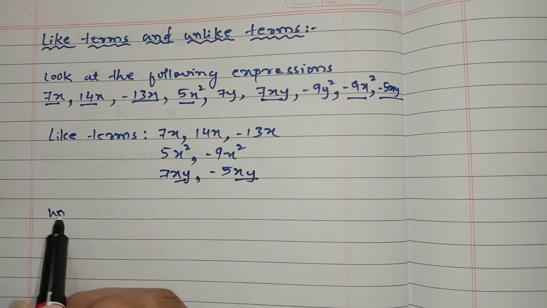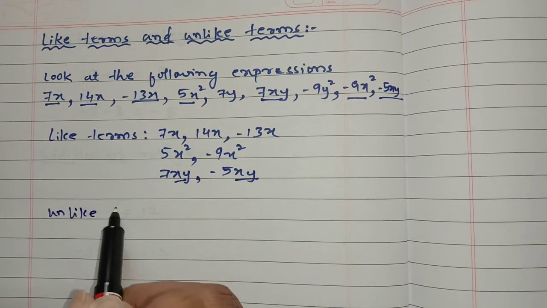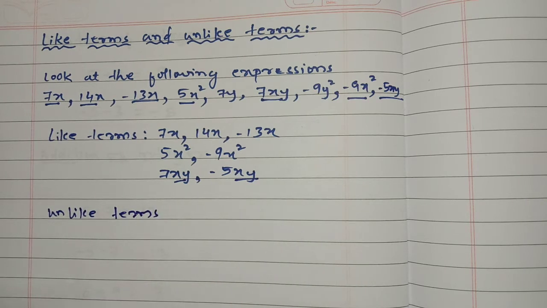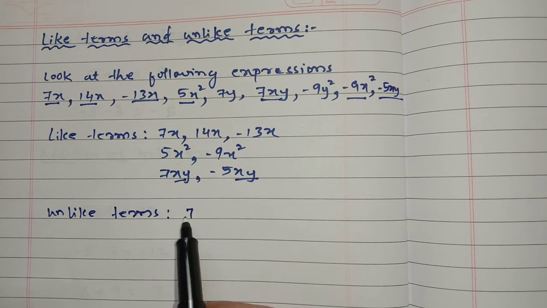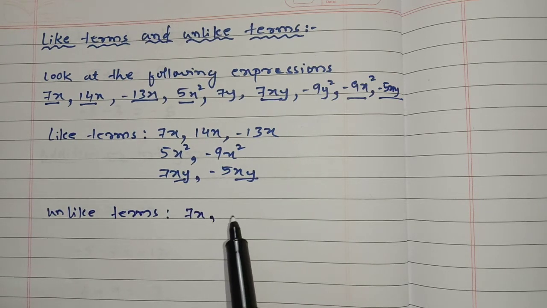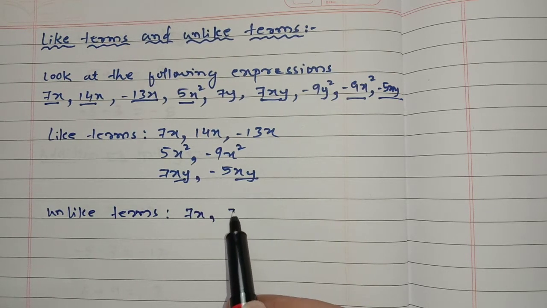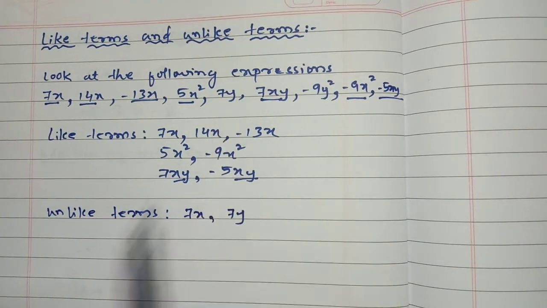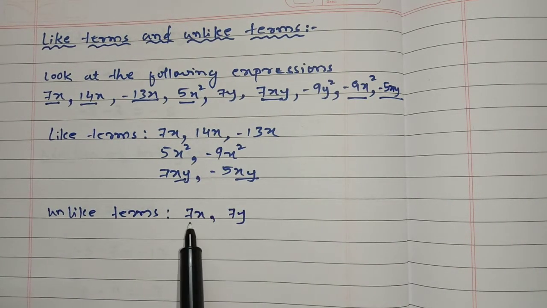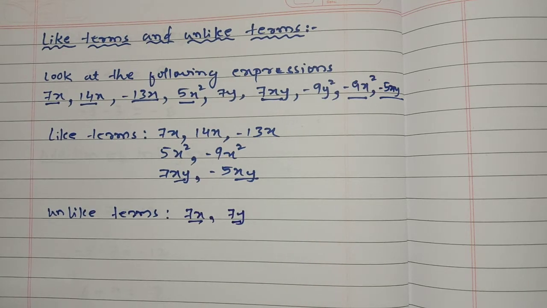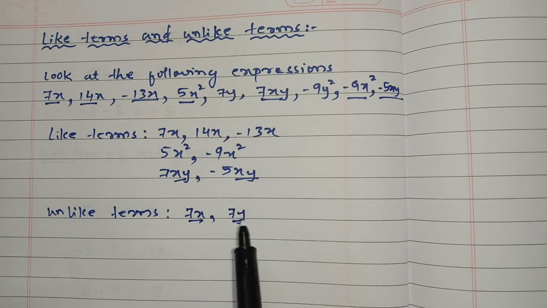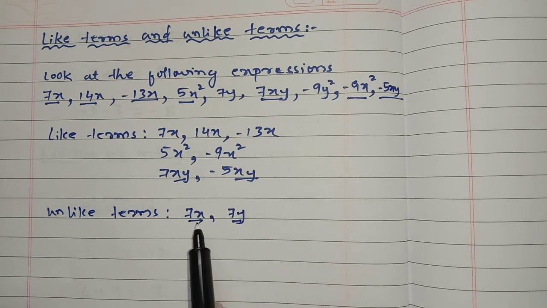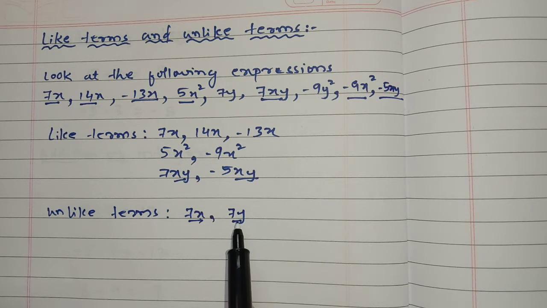Now we will see some unlike terms. Here you can see, I'll write 7x and 7y. One 7x here, 7y here. These two are unlike terms. Why are they unlike terms? Because the variables are different. Here the variable is x and here the variable is y. That's why they are unlike terms.